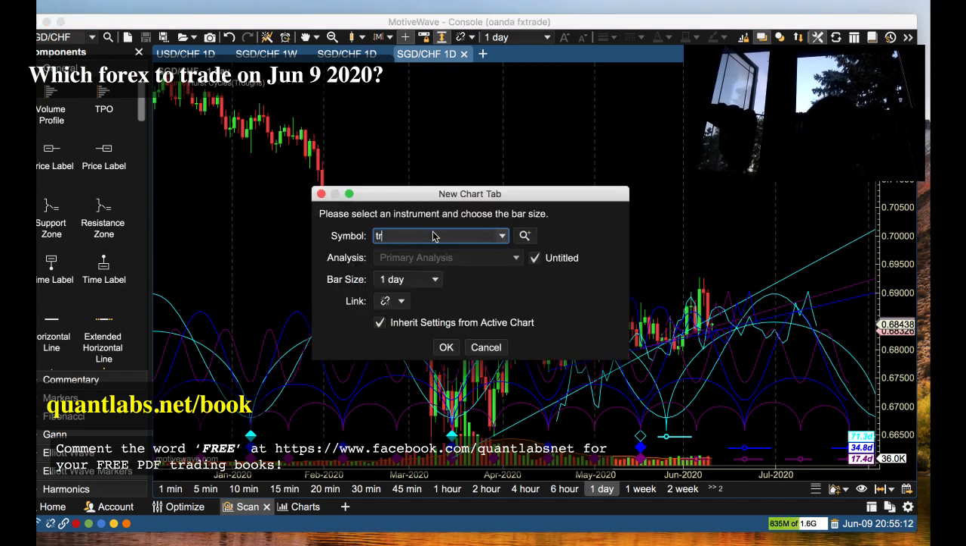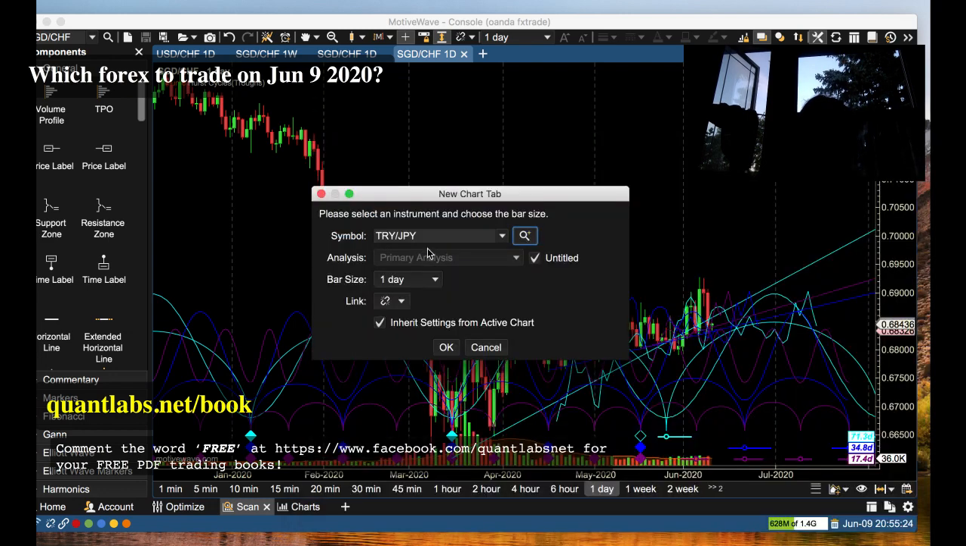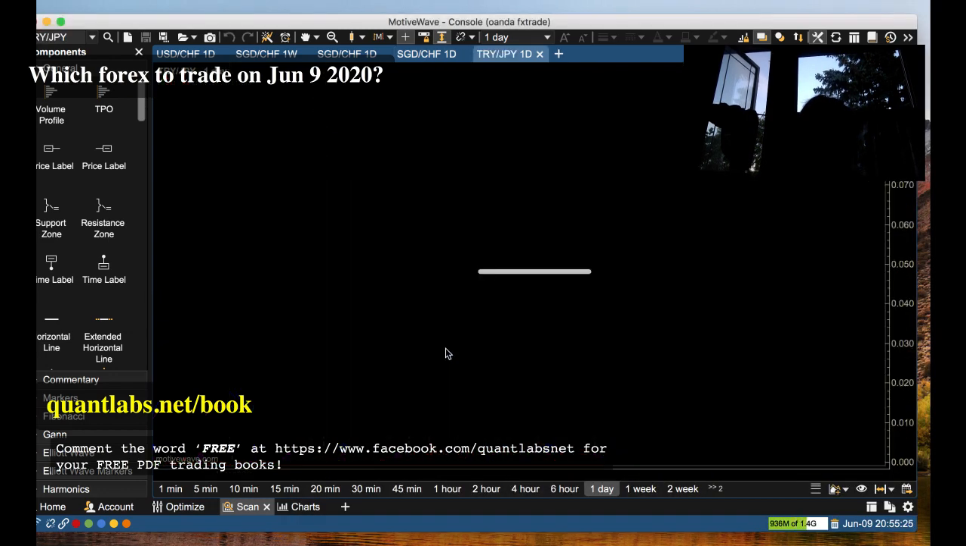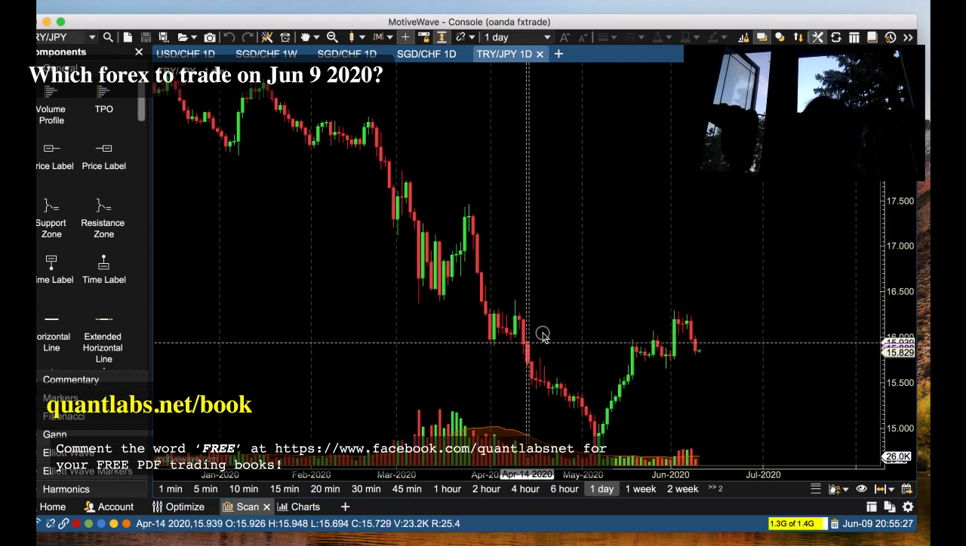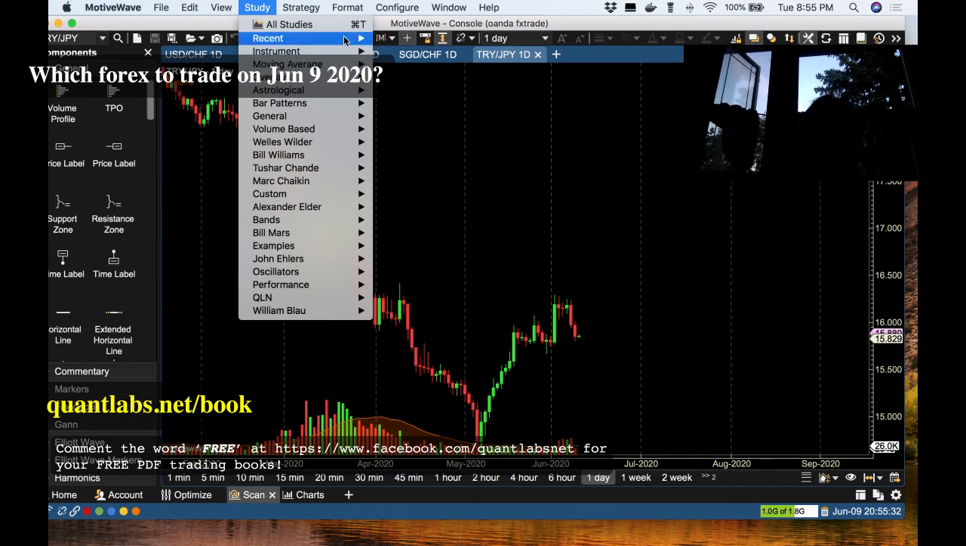I don't know what's going on here, but so I'm sorry about this. I don't know what's going on with MotiveWave here. Try JPY. Okay. Okay, so let's do the Hurst cycle again.